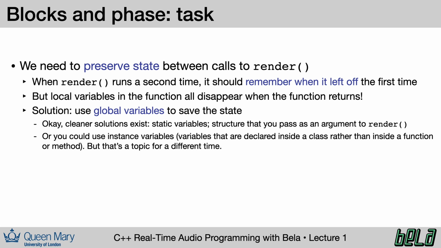The problem that we have is that any variables that we declare within the render function are going to disappear by the end of the render function. When we run it again, they will have forgotten all their information. And the simplest and easiest solution is to use global variables. Global variables are variables that we declare at the top of the file rather than within any particular function.